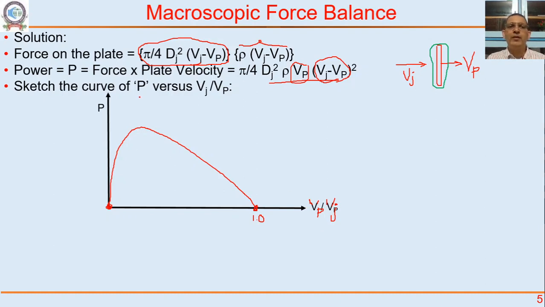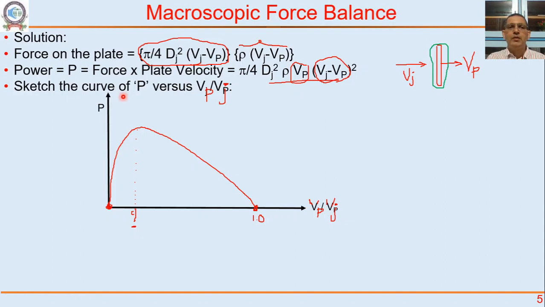I would like you to find out at what Vp by Vj this power is maximum. How do I get that? We get that if we differentiate this expression for power with respect to Vp and set that derivative dP by dVp equal to 0. So this also should be Vp by Vj. Okay, make that correction.